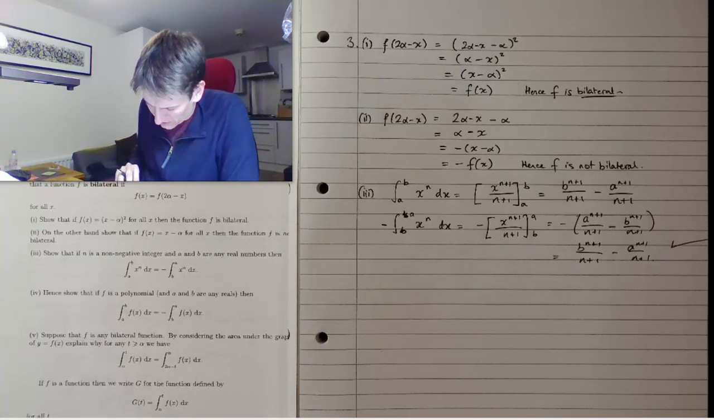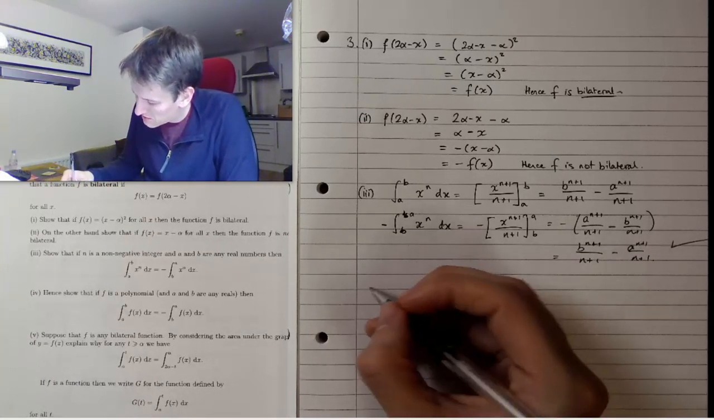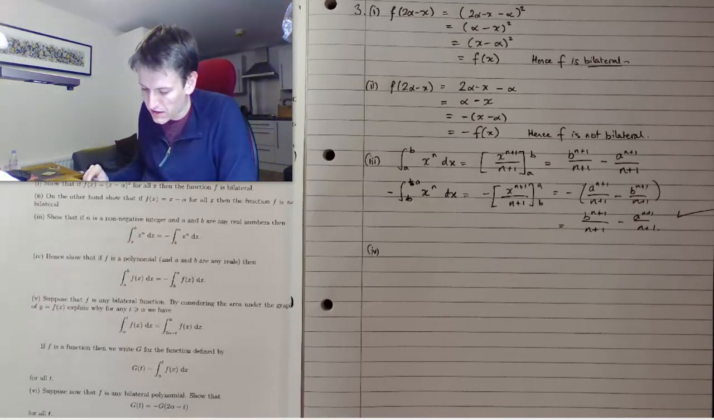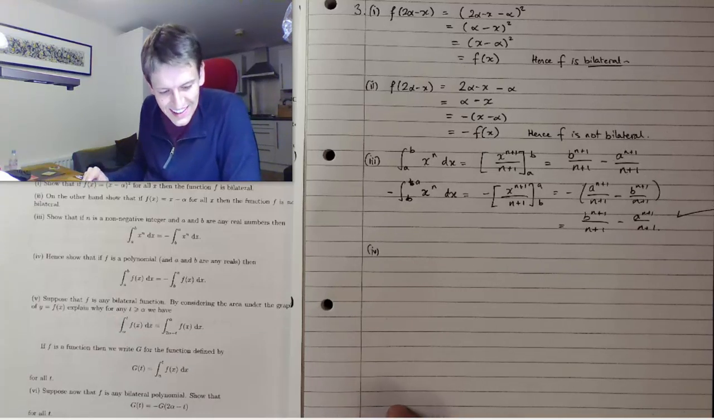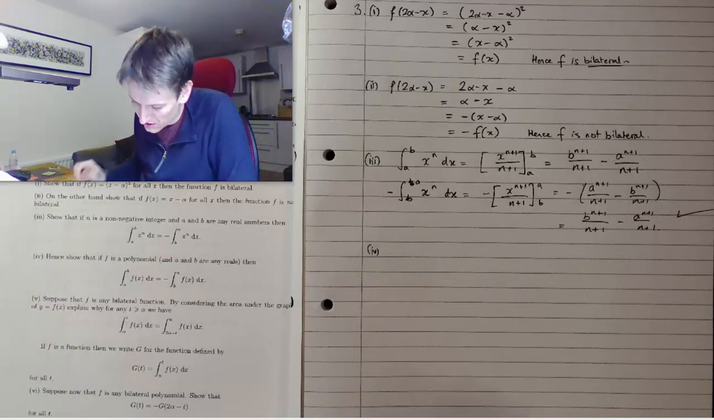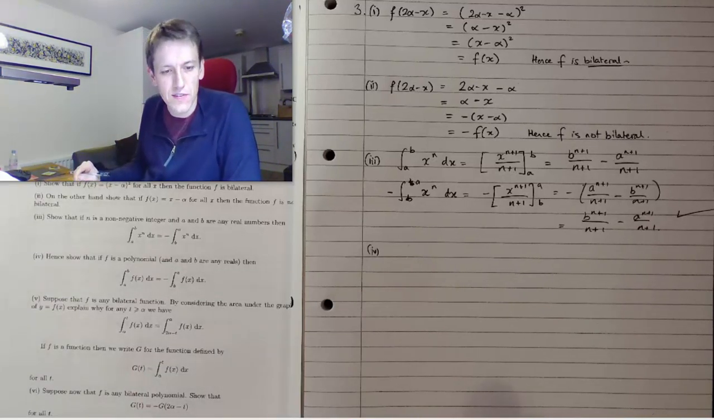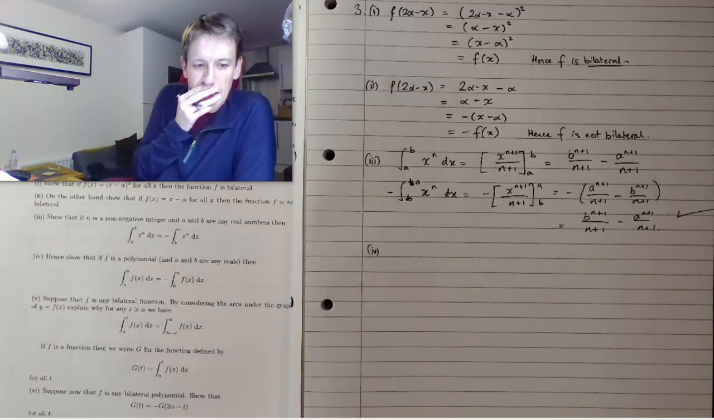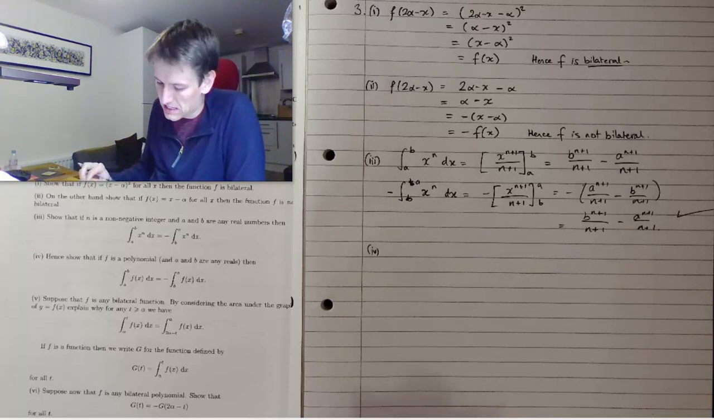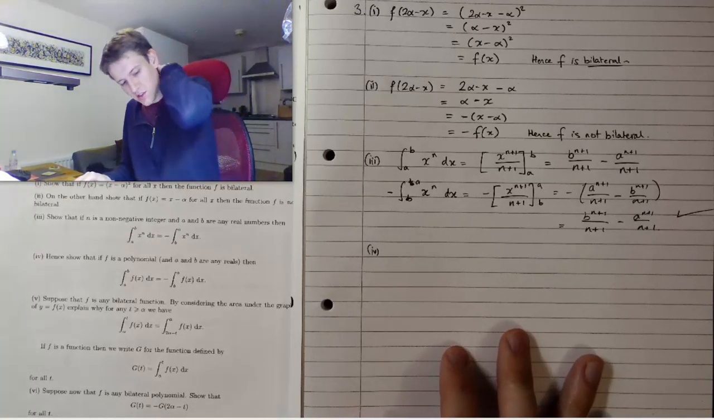So very easy, that part, but I guess this must be building up towards something else. So part 4, it says, hence show that if f is a polynomial, then the integral between a and b of f of x dx is minus the integral from b to a of f of x dx. So we need to show this is true for any polynomial, and it's sort of obviously true, I suppose.